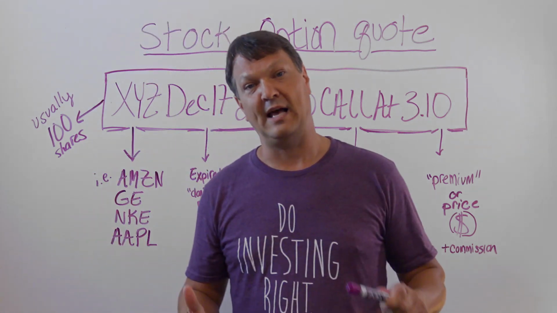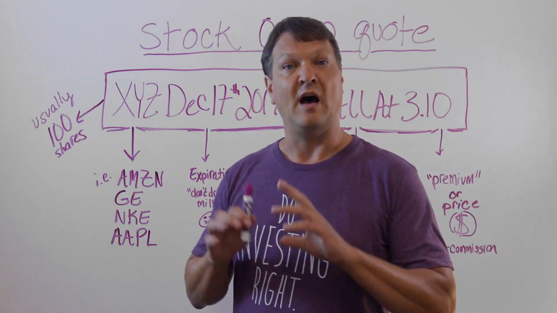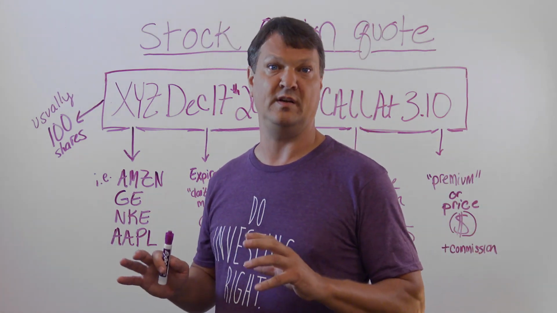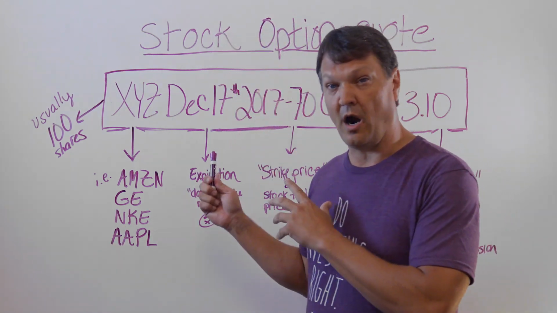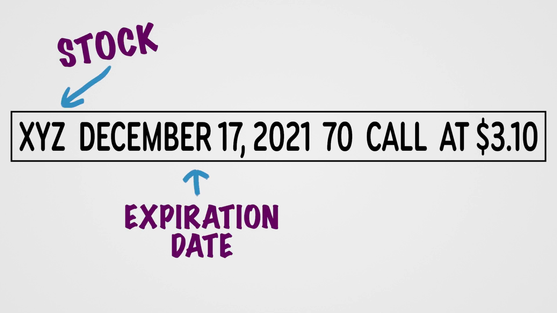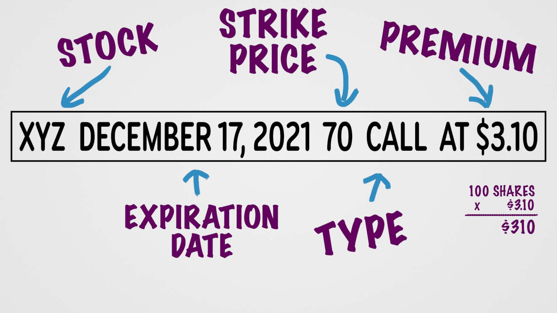So, bottom line is, when we look at an option quote, it tells us a lot about the terms and conditions of the contract very quickly. We know that in our quote, we're talking about 100 shares of XYZ. The expiration date is December 2017. We have a right to buy that underlying because we're buying a call. The price that we'd be buying it at is $70, and the total cost is $310 plus commission.